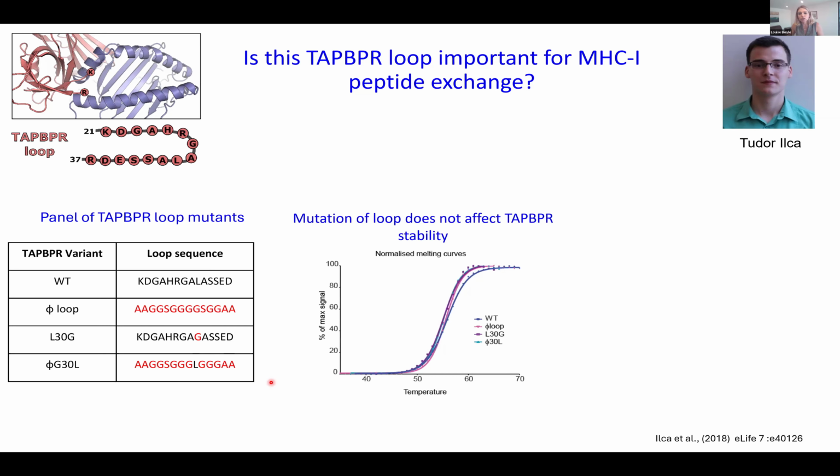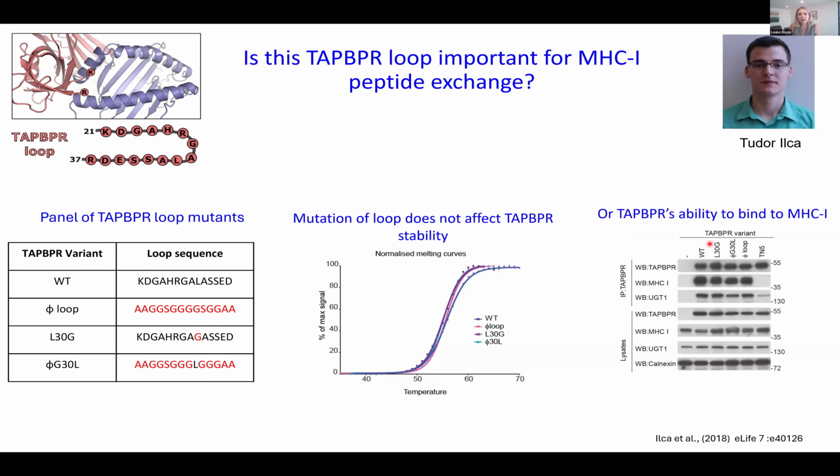And when we made recombinant versions of these proteins, differential scanning polarimetry revealed that all of the loop variants were stable and they had a similar melting temperature as the wild type TAPBPR protein. So we hadn't impacted stability of the TAPBPR. And then we also found that the TAPBPR variants with the loop mutations were still capable of interacting with MHC class 1. So when we immunoprecipitated TAPBPR from cells expressing these various TAPBPR variants, we found that the loop mutants could all bind to the MHC class 1 molecules. So we hadn't impacted its ability to bind to MHC class 1.